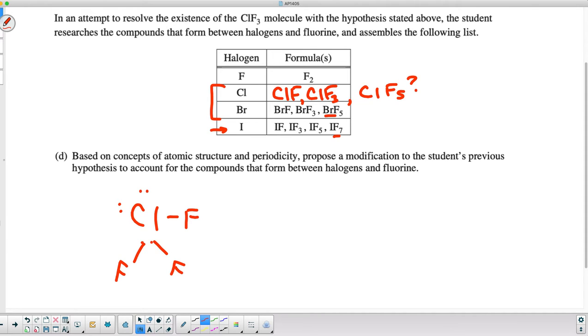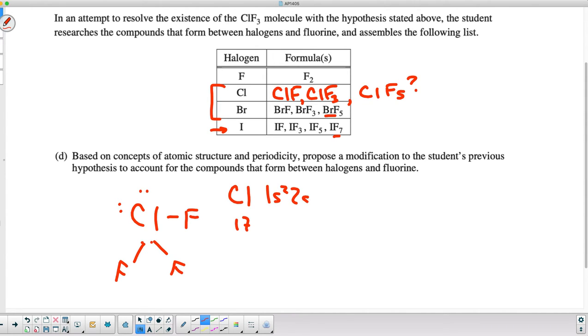It says, based on concepts of atomic structure. Atomic structure in this case means that we're not talking about the number of protons or the number of neutrons. We're talking about the number of electrons. The number of electrons for chlorine is 17. 17 is the atomic number. It's the number of protons, but it's also the number of electrons.